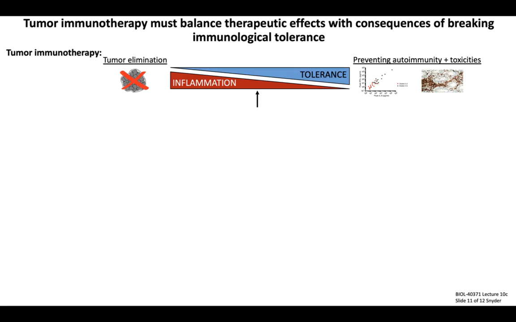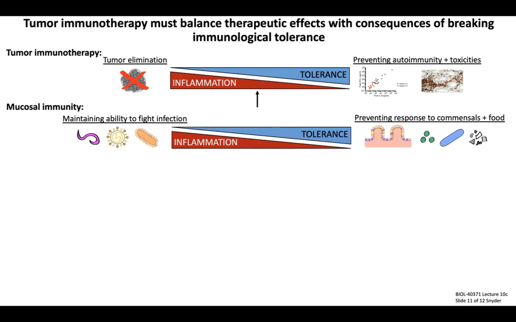In the context of tumor immunotherapy, we're really shooting for this sweet spot in the middle, represented by the black arrow, where there's enough inflammation and immune activation to fully eliminate a tumor, but not too much inflammatory immune activation that it could lead to cytokine release syndrome or autoimmune pathologies. The balance between protective inflammation versus immunological tolerance is something that has come up in pretty much every disease context that we've covered in this class.